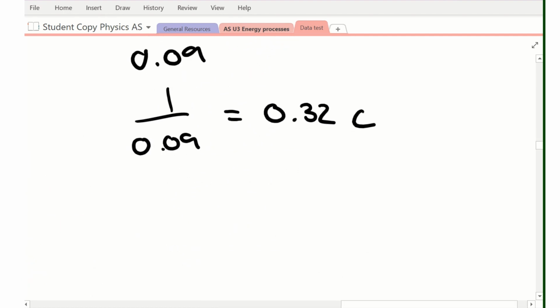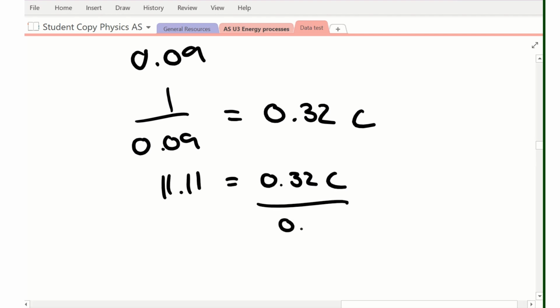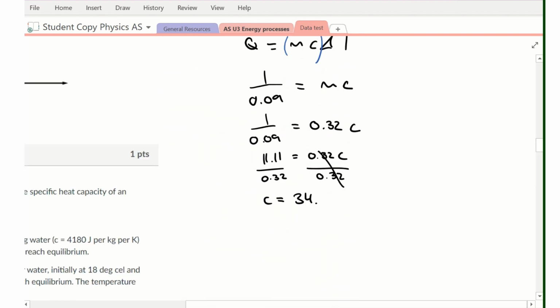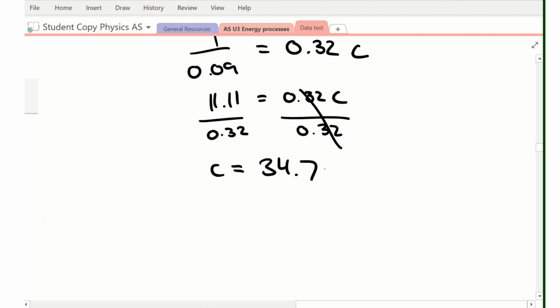So I can also simplify the left. 1 divided by 0.09. Nope, did that wrong. 1 divided by 0.09 is equal to 11.11, which equals 0.32c. So let's divide by 0.32 on both sides. That's going to cancel that out. So C is equal to 11.111 recurring divided by 0.32. Therefore, C is equal to 34 point, bit clunky, 72.